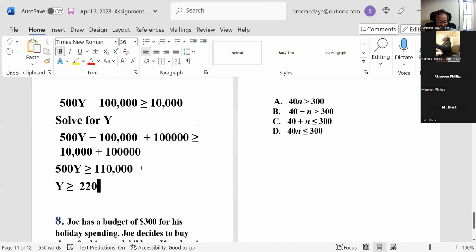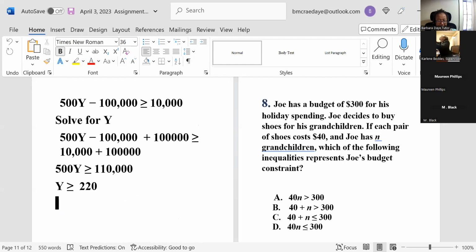Very refreshing. Maureen, did you do number 8? No, I didn't get to it. I didn't even remember seven, so I didn't get to it. Read number 8, and I think you can figure it out. Tell me how you would solve it.